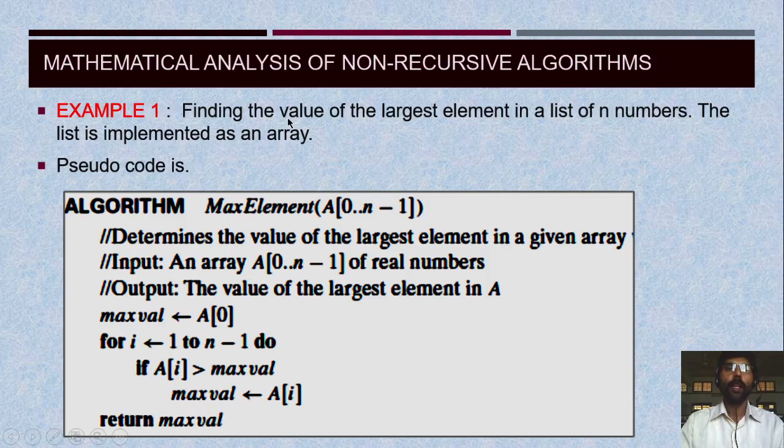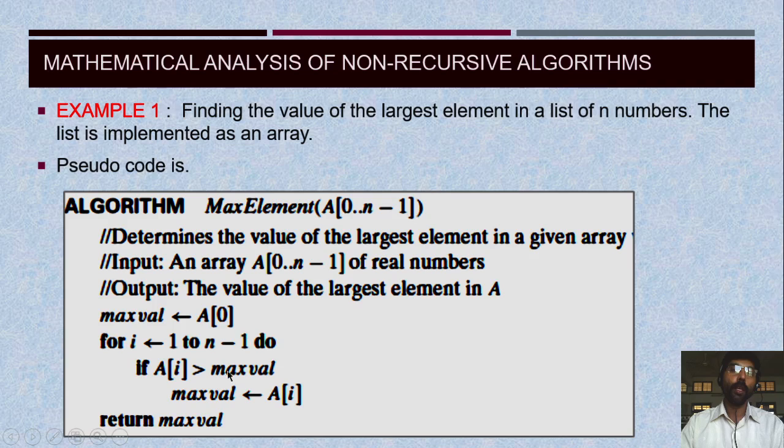Now we can analyze some of the non-recursive algorithms with some examples here. I am taking the first example as finding the value of the largest element in a list of n numbers. I have one array, and in that array I want to find the largest element. That is the problem here. For that, I have written one pseudocode here.